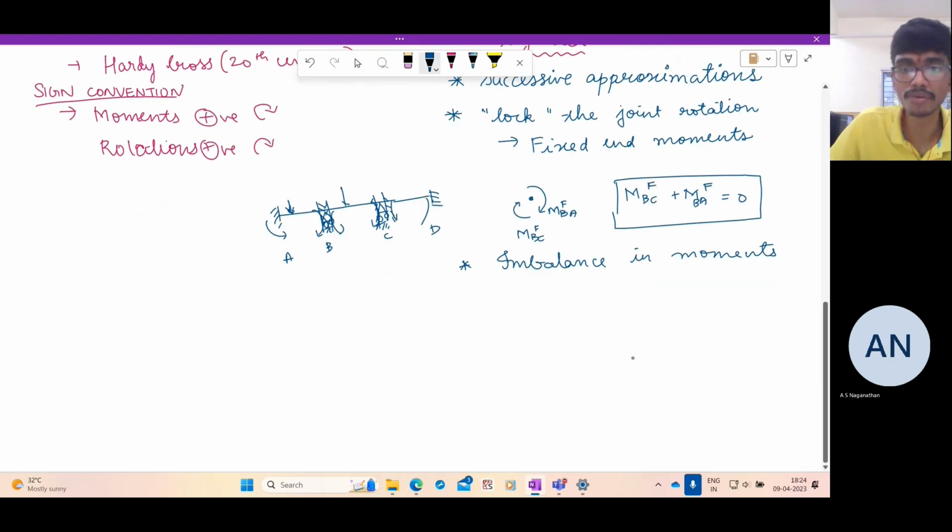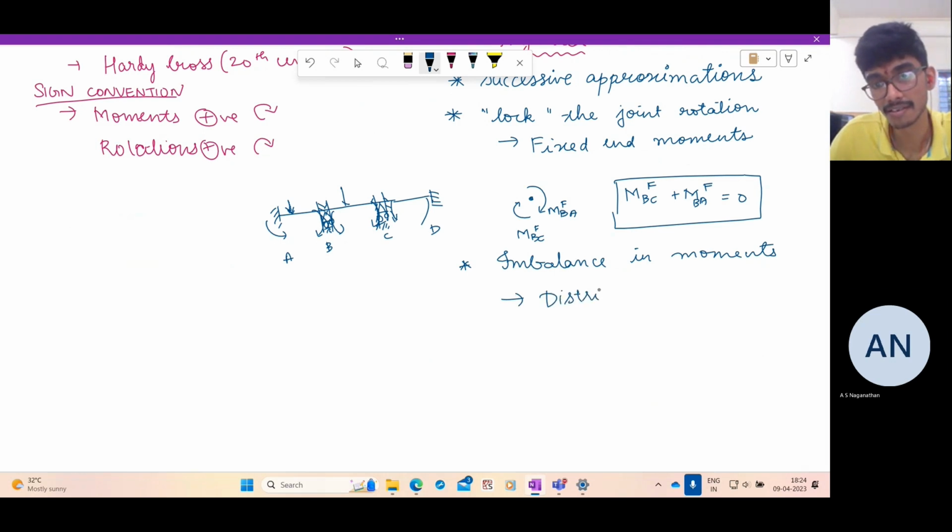What do we do to the imbalance? Distribute it. So we distribute this imbalance. Once you have locked it, it generates some fixed end moments which are unbalanced. Then you allow the joint to rotate. You keep the loads fixed. You don't perturb anything else. You allow the joint to rotate under the moment imbalance itself.